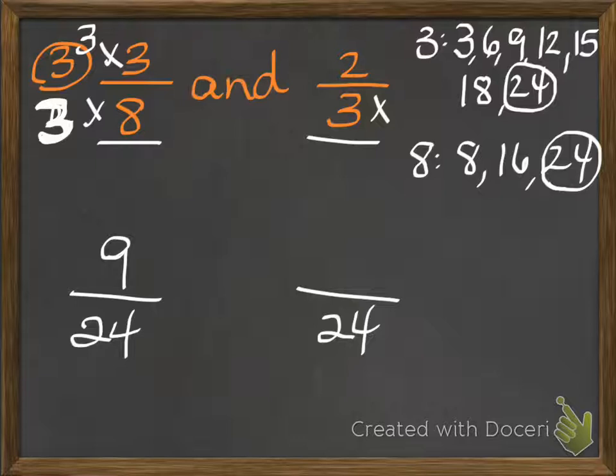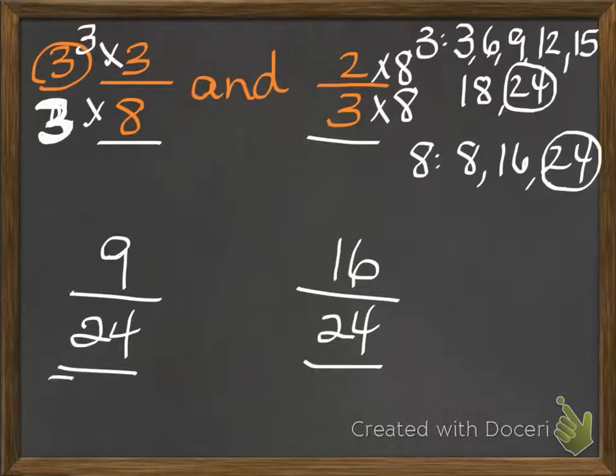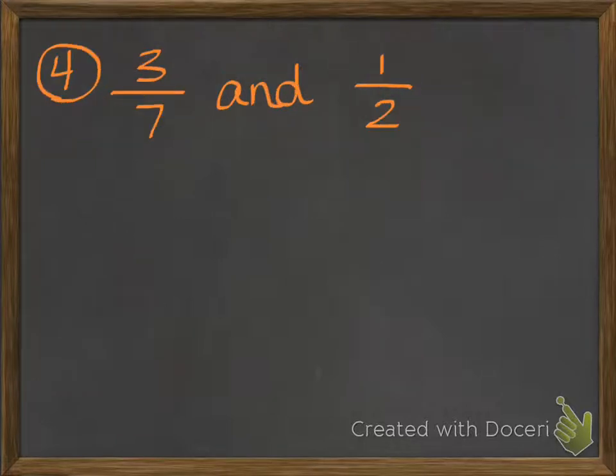Over on the other fraction, 2/3, to get that 3 to 24, I have to multiply it times 8. 3 times 8 is 24. Whatever I do to the bottom, I have to do to the top. 2 times 8 is 16. So now we have common denominators. We have 24 on both of them, and we have renamed the fraction.